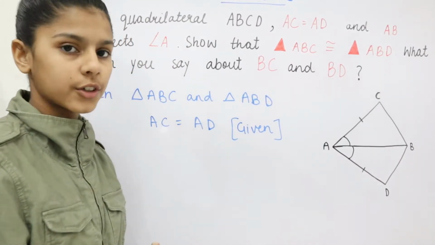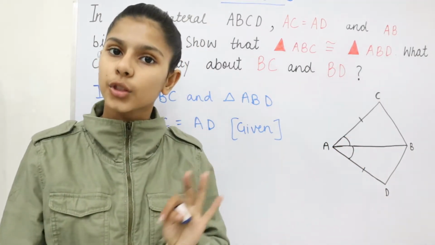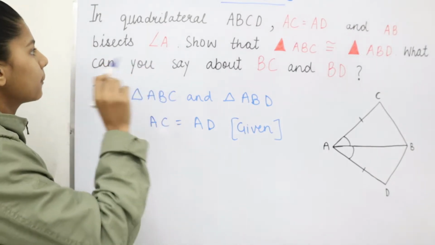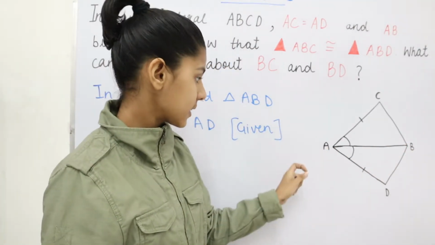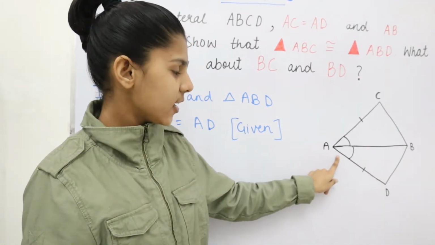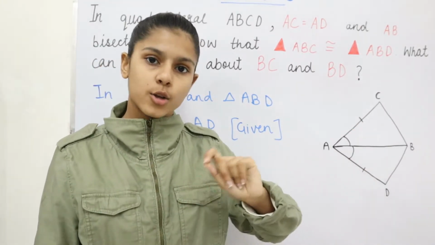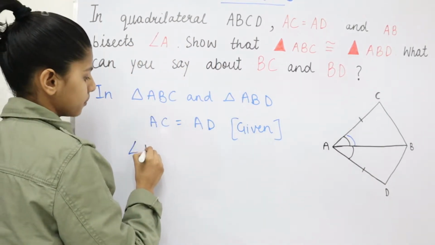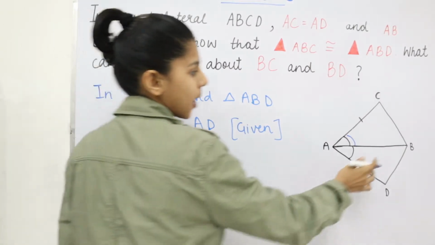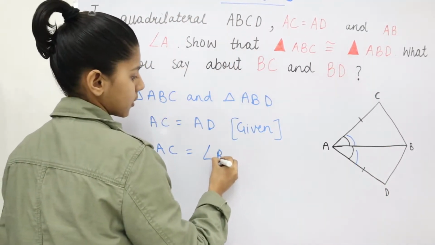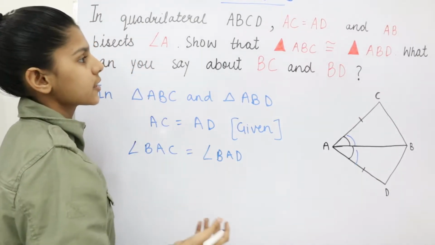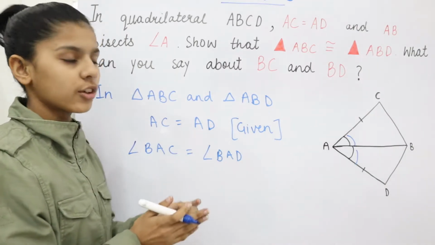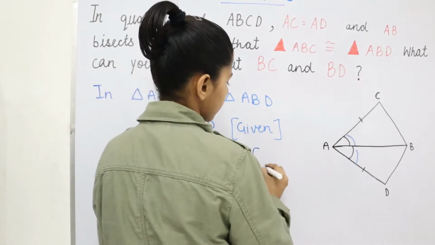Then for proving the congruency of these both triangles, we need 3 conditions. One side we have got. Now we need 2 more. It is given in the question that AB bisects angle A. This line segment AB is bisecting the angle A, which means angle A is equal on this side as well as on this side. So we can write angle BAC, this part, is equal to angle BAD, this part. And the reason we will write is given, because it is given to us that line segment AB is bisecting this angle. If it is bisecting one angle, then the parts of that angle will be equal. So the reason is given.